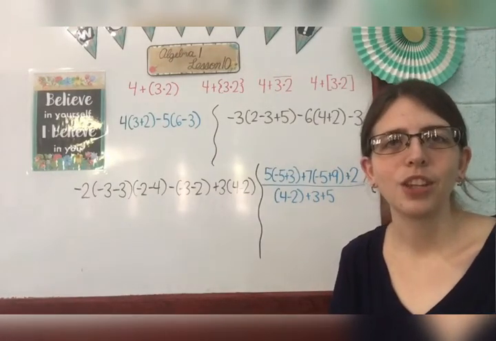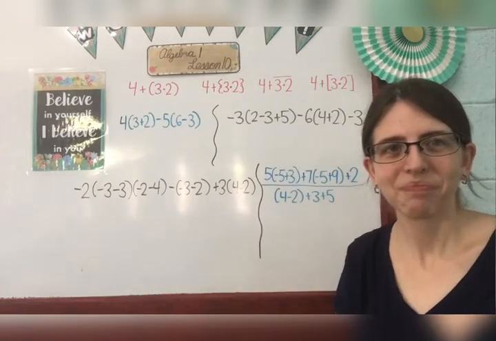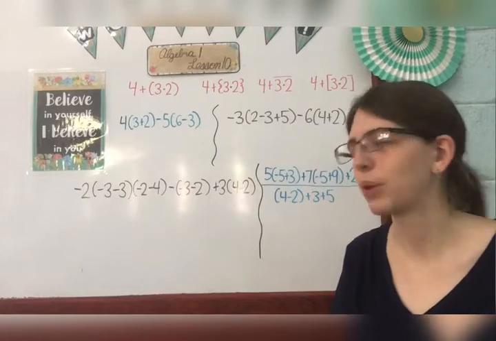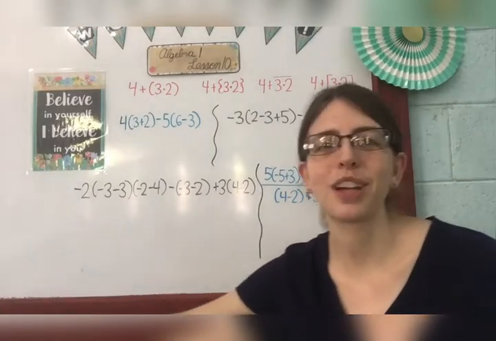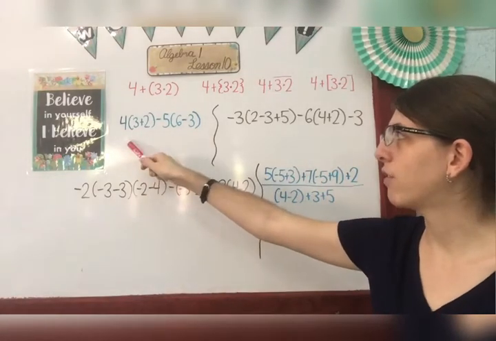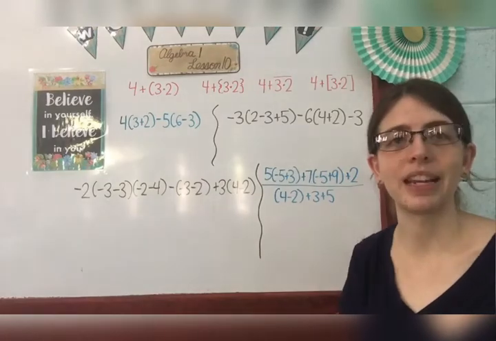Okay, so we have parentheses, braces, bar, and brackets. They tell us what we need to do first, and then we follow our normal order of operations. So let's do a couple together. Let's start with this one right here. I have 4 times (3 plus 2) minus 5 times (6 minus 3).